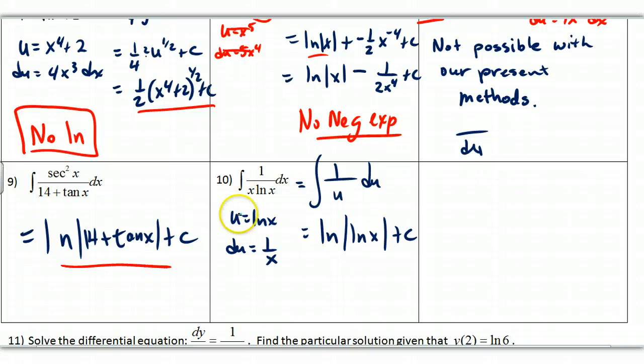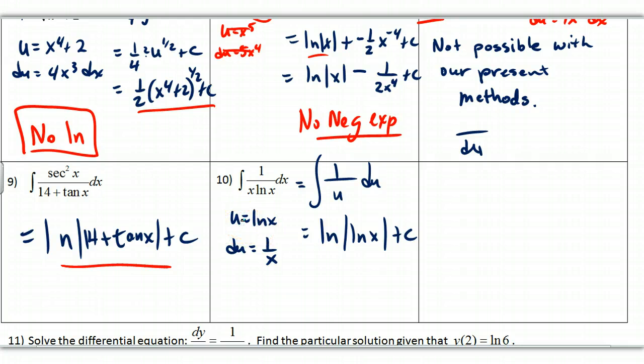Number 10 is tricky. I sure hope you tried this one. If you didn't, pause this and try it. Back? Okay, I hope you are. So now if we let u, I do see a function and its derivative, but this doesn't seem like it's going to work out. I see the function as being ln x and its derivative being 1 over x. So, well, let's try it.